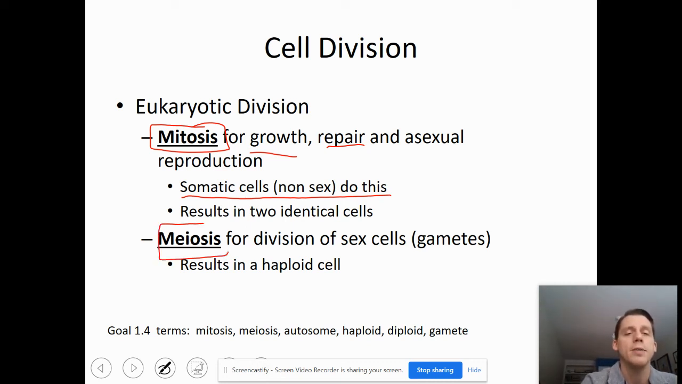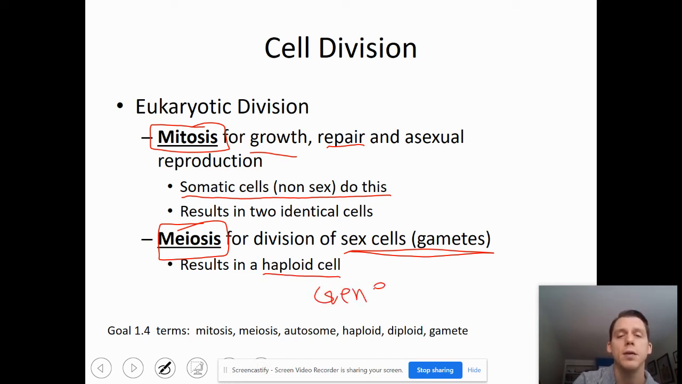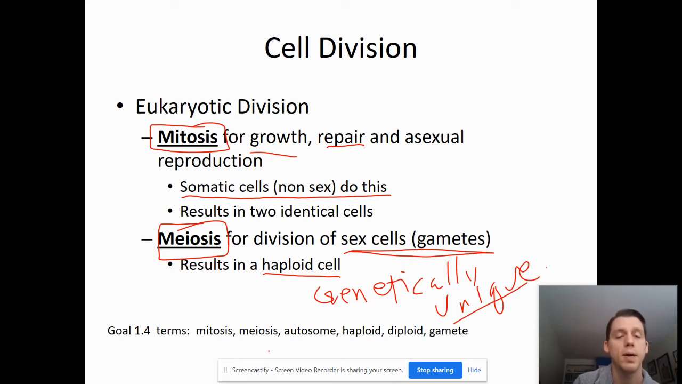Meiosis, on the other hand, is the term for the division of gametes or sex cells. That is going to produce genetically unique individuals. So meiosis produces sperm cells and egg cells, and that is the reason why children are going to be slightly different than their parents because of the process of meiosis. Meiosis gives us haploid cells that are genetically unique. And that is the key to meiosis.